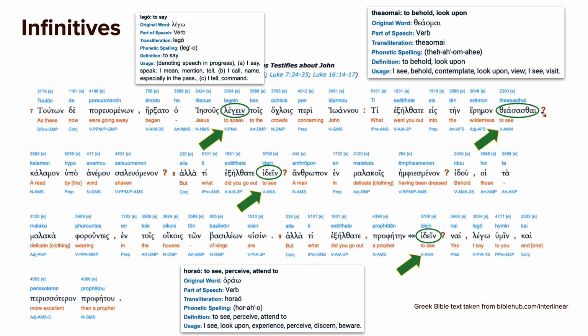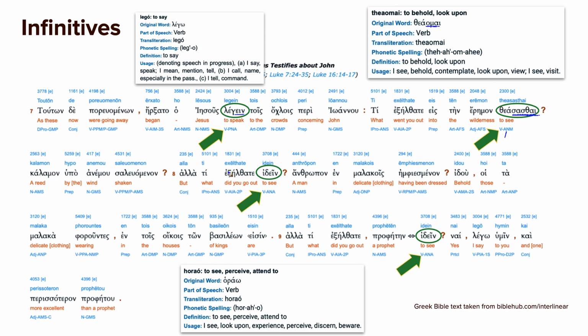To see, theasasthai, and the indication here is -sasthai. That's an aorist infinitive, and notice the nu is used for infinitive. Aorist infinitive middle. All right, and this is interesting because theaomai is one of those middle only verbs. You can tell because the lexical form ends with -omai instead of omega. All right, let's go down here.